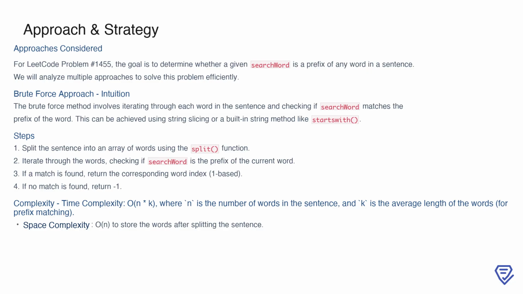The steps are as follows. First, split the sentence into an array of words using the split function. Then, go through each word and check if the search word is its prefix. If a match is found, we return the one-based index of that word. If no match exists, we return -1. In terms of complexity, the time complexity is O(n * k), where n is the number of words and k is the average length of the words. The space complexity is O(n), as we need to store the words after splitting the sentence.